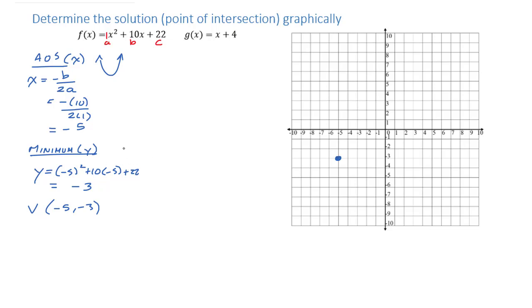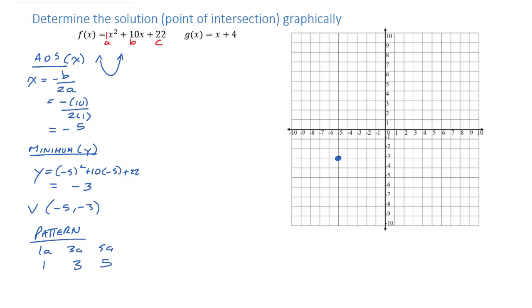Now, to find more points, I'm just going to use the shortcut pattern that we've already talked about. The shortcut pattern to find more points is 1 times a, 3 times a, 5 times a. So a is 1, so 1 times 1 is 1, 3 times 1 is 3, and 5 times 1 is 5.